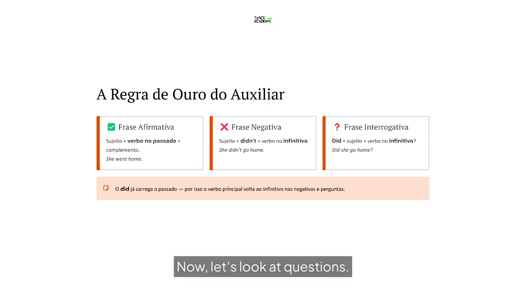Now, let's look at questions. For interrogative sentences, we start with did, followed by the subject, and then the base form of the verb. So, if we want to ask if she went home, we would say, did she go home? Again, notice how the verb returns to its base form because did is already in the past. Understanding this rule will be incredibly helpful as we continue our exploration of irregular verbs. Knowing how to properly form sentences in different contexts will empower you to share your past experiences confidently.